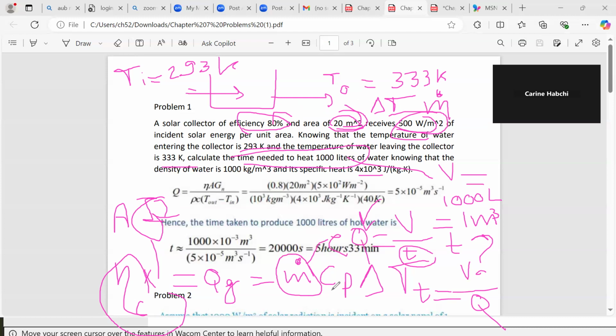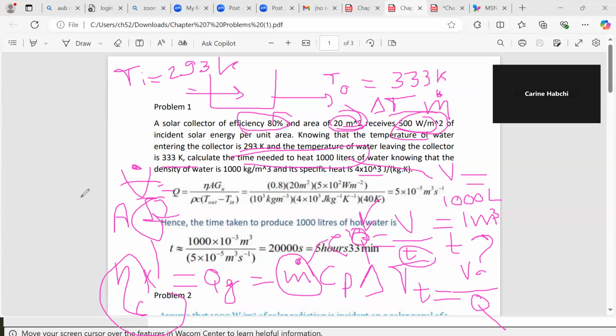The unknown is m dot. Since you have rho equal to 1000, you get Q, the volumetric flow rate. If you want to avoid confusing Q heat with the volumetric flow rate, you can call it V dot. Many people call it V dot. Okay, V dot, it's fine. So V dot, or Q, is equal to efficiency times area times incident solar energy over rho C delta T.